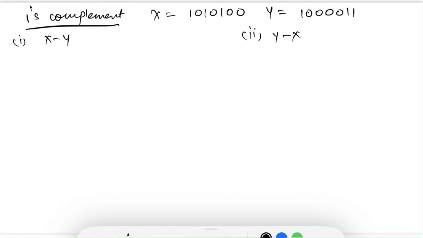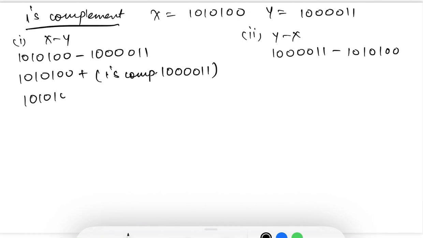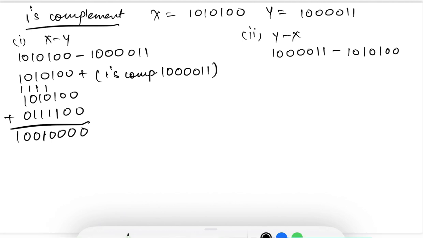Okay, now moving towards ones complement. We need to calculate x minus y and y minus x, but using the ones complement method. So x minus y we need to calculate. So x is the first number plus the ones complement of the second number. Calculating ones complement is very easy. Just invert each bit. So it will be 0, 4 times 1 and 0, 0 plus. So 0 plus 0 is 0, 0 plus 0 is 0, 1 plus 1 is 0, carry 1, 1 plus 1 is 0, carry 1, 1 plus 1 plus 1 is 1, carry 1, 1 plus 1 is 0, carry 1, 1 plus 1 is 0 and carry 1.